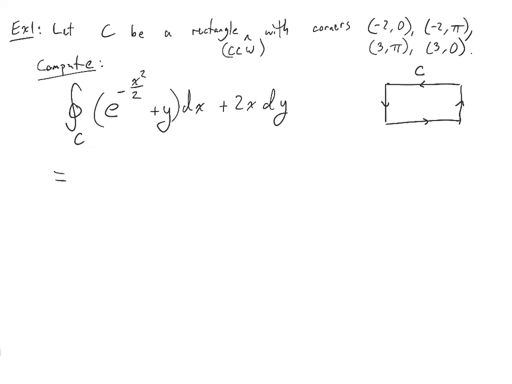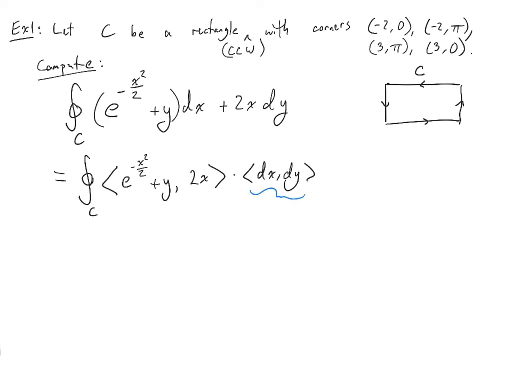So what I do is undo the dot product. So I want this to look like dx dy. So this is really the integral over C of a vector field, e to the minus x squared over 2 plus y, comma, 2x, dot dx dy. And this is dp, and this we're going to let be F.